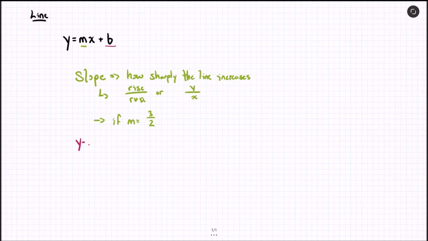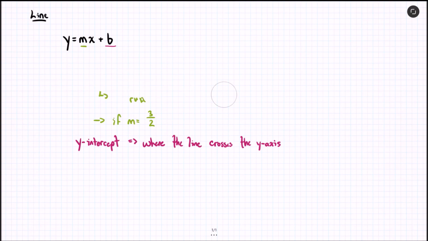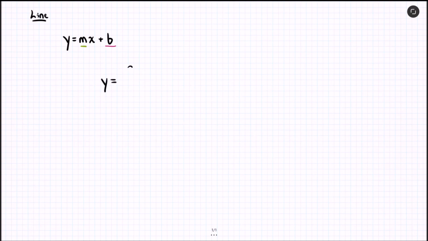The b in the equation of a line is called the y-intercept. This is where the line crosses the y-axis, or in other words, where x equals 0. Now that we know those two things, we are ready to quickly graph a line.